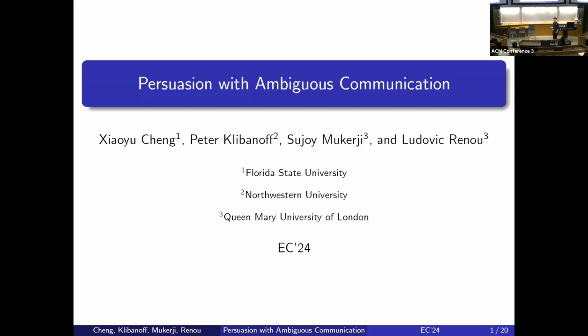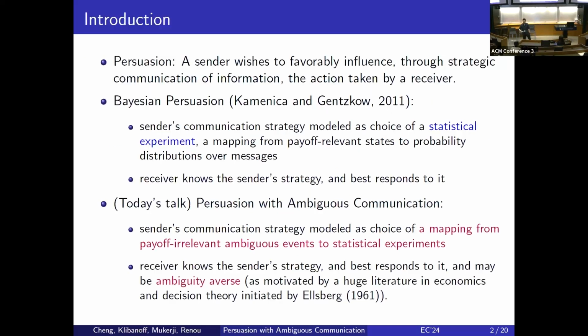So in this paper, we're going to talk about how to persuade with ambiguous communication. So persuasion, the theme of this session, captures the idea that a sender may wish to favorably influence the action taken by some receiver by strategically choosing how to communicate with the receiver.